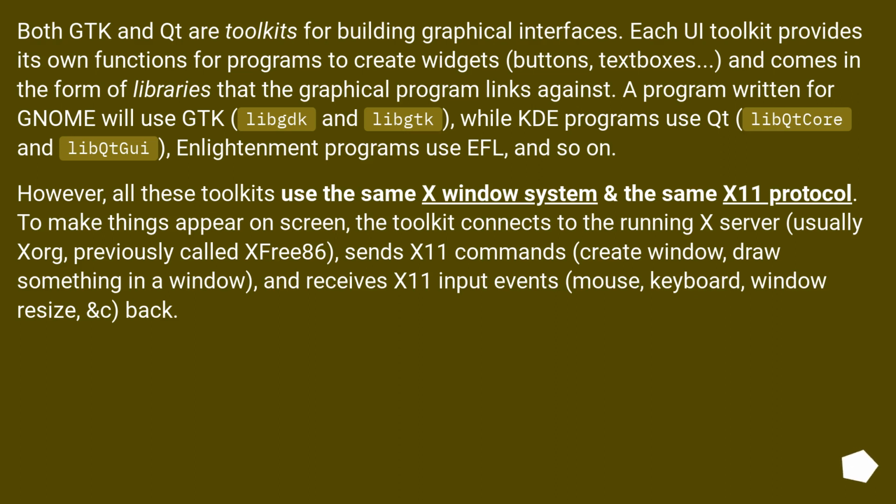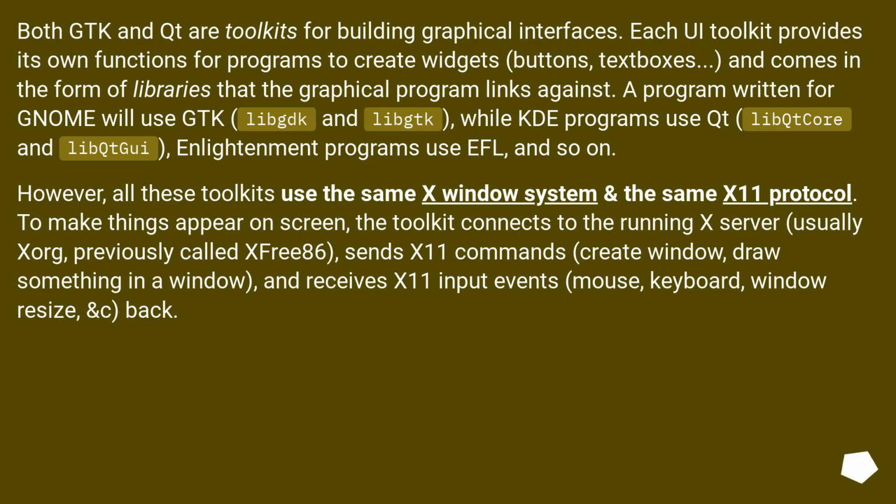Each UI toolkit provides its own functions for programs to create widgets, buttons, text boxes, and comes in the form of libraries that the graphical program links against. A program written for Gnome will use GTK, libglib and libgobject, while KDE programs use Qt, libQtCore and libQtGui, Enlightenment programs use EFL, and so on.